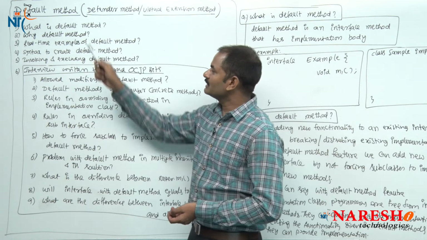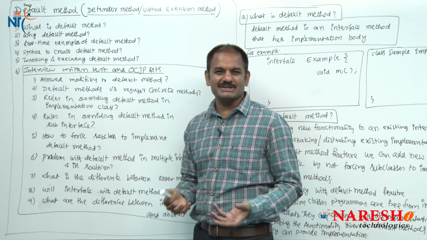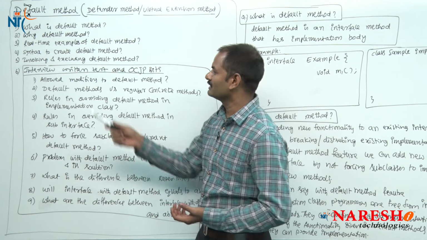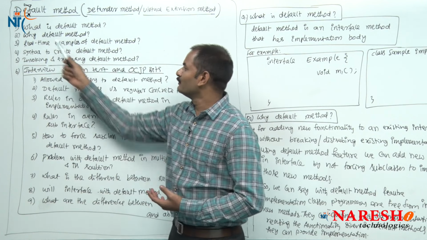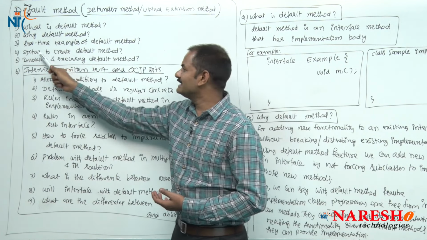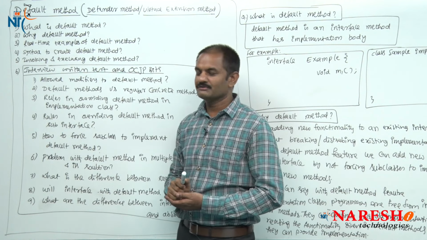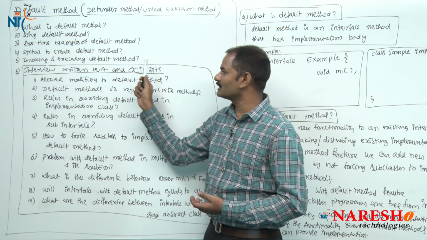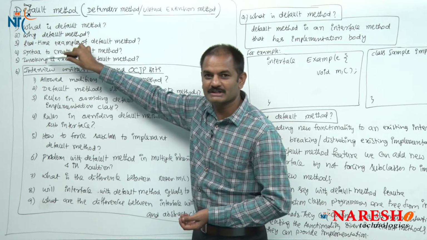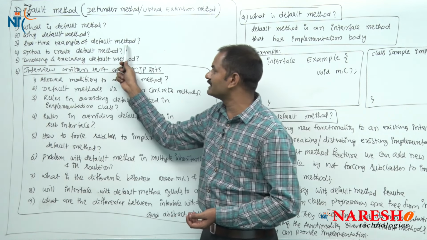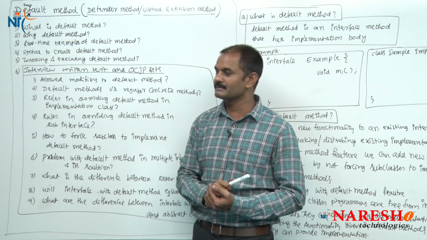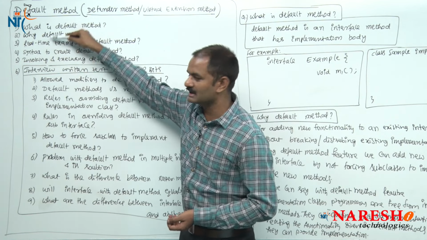In the default method we are learning, as usual in our syllabus story, what, why, how, when. What is default method? Why default method? Real-time examples of default method, syntax to create a default method, followed by invoking and executing the default method. These are the 5 basic important points, and real-time examples of default method are also very important. You must find some real-time examples.